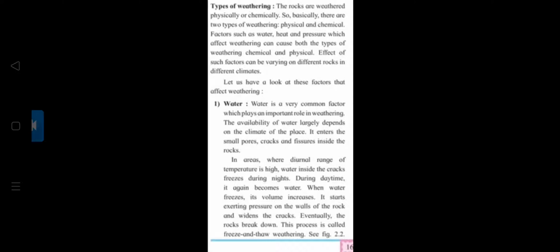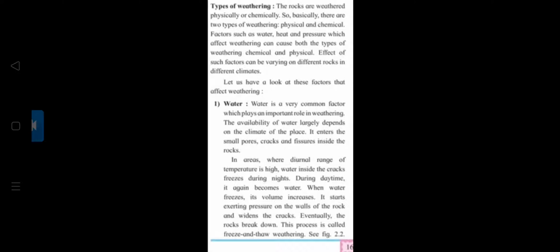In areas where the diurnal range of temperature is high, water inside the cracks freezes during nights. Now what happens over here? When the temperature is low, the water inside these cracks freezes during nights. During daytime, it again becomes water. When water freezes, its volume increases. Definitely the volume will increase.